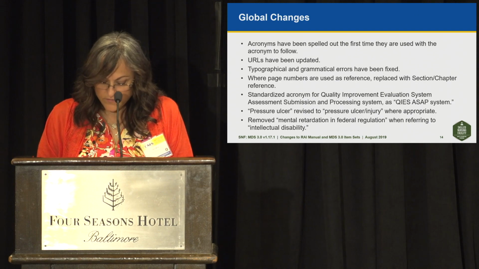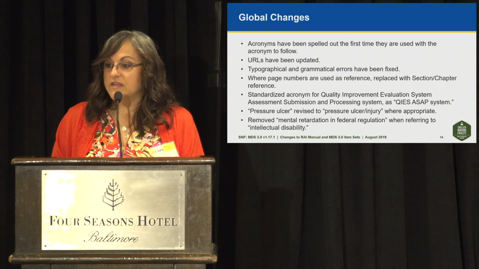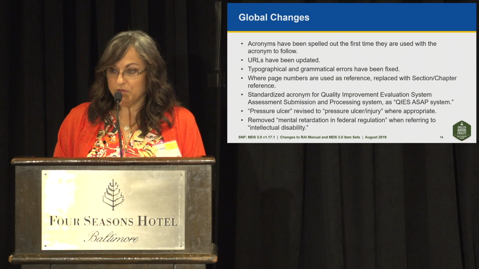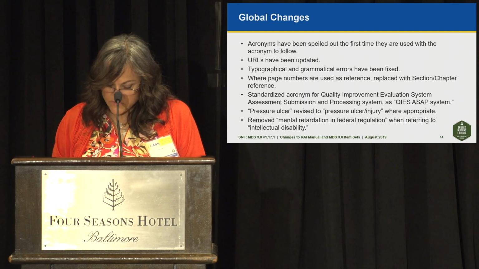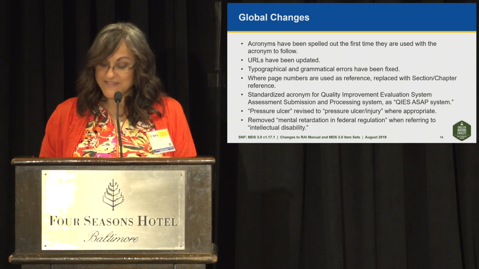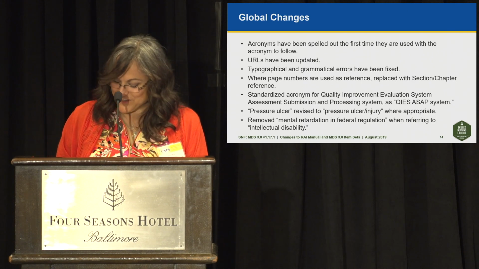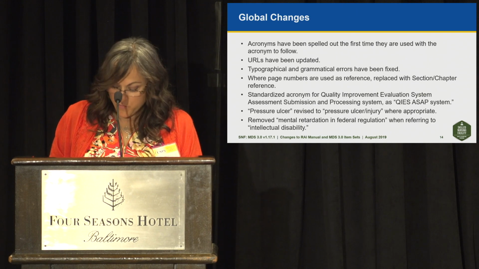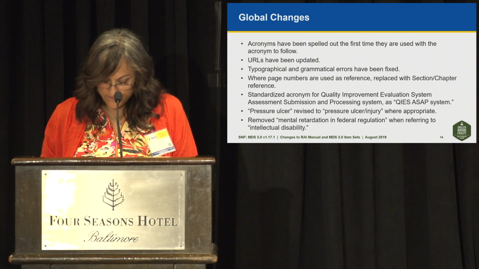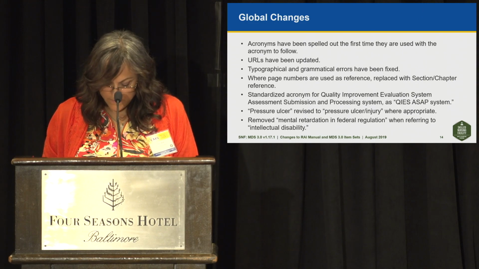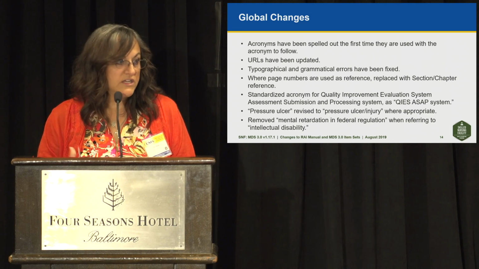And where page numbers have been used as a reference before, what will be used going forward are references to sections and/or chapters. As you can imagine, keeping up with page numbers when things change is very difficult. So they've started to go a little bit up one level. CMS has also standardized the Quality Improvement Evaluation System assessment submission and processing system to Keys ASAP, which is a lot easier to say. Pressure ulcer has been revised to pressure ulcer injury where appropriate, and the coding scenario at the end of Section M was updated to include coding for discharge assessment versus the PPS, and the phrase mental retardation in federal regulation was removed when referring to intellectual disability.